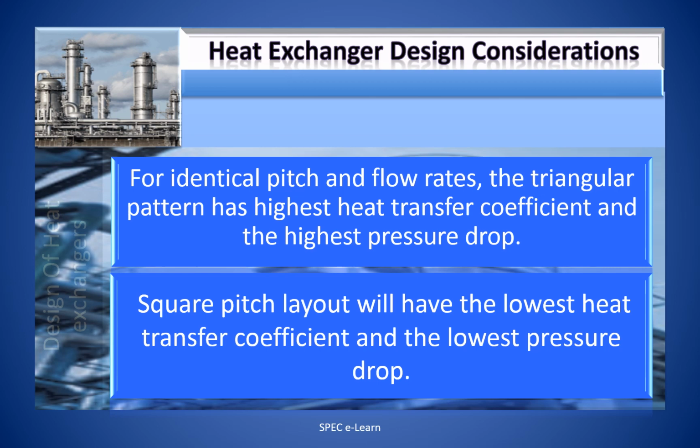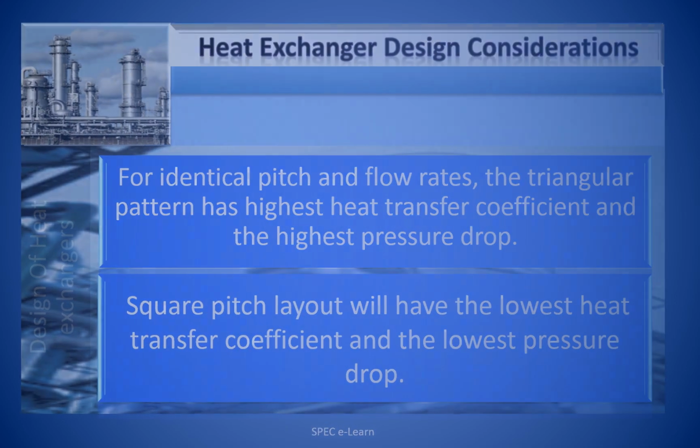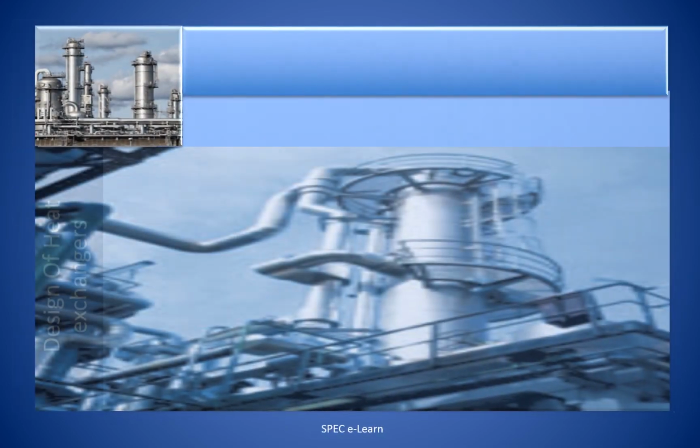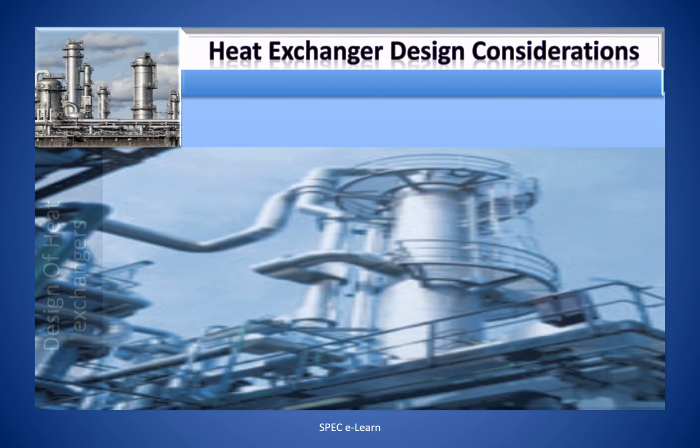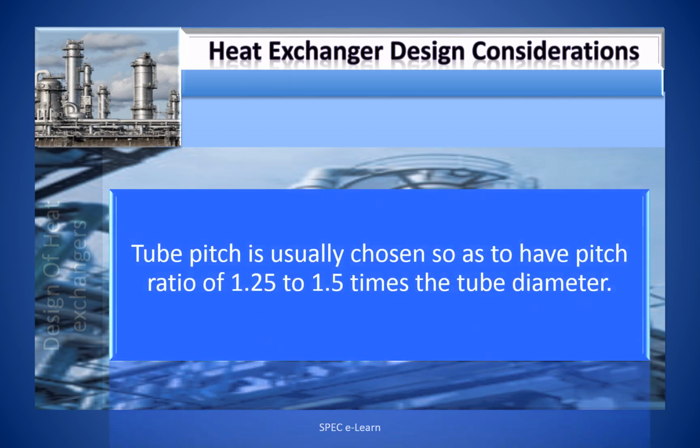For certain services such as liquid heat exchangers, high temperature gas services, and fouling services, square pitch layout is preferred. Hence, this decision must be taken with due knowledge and understanding of the process. The tube pitch is usually chosen so as to have a pitch ratio of 1.25 to 1.5 times the tube diameter.